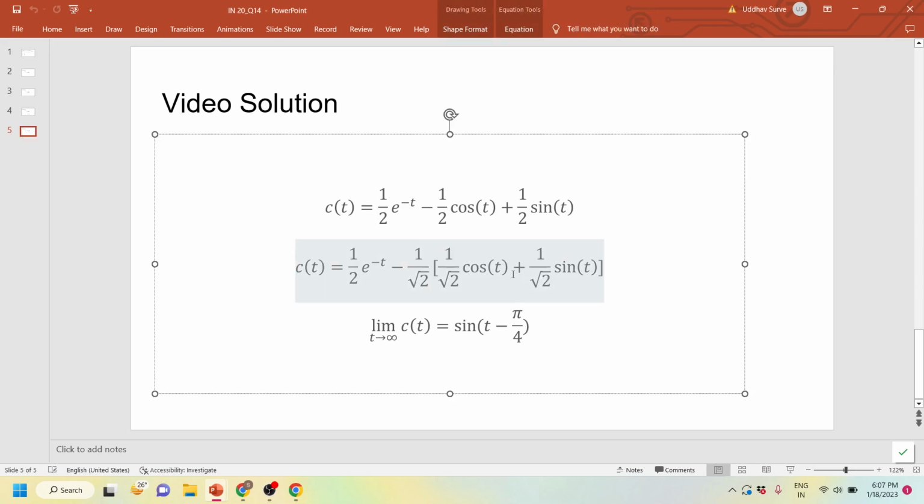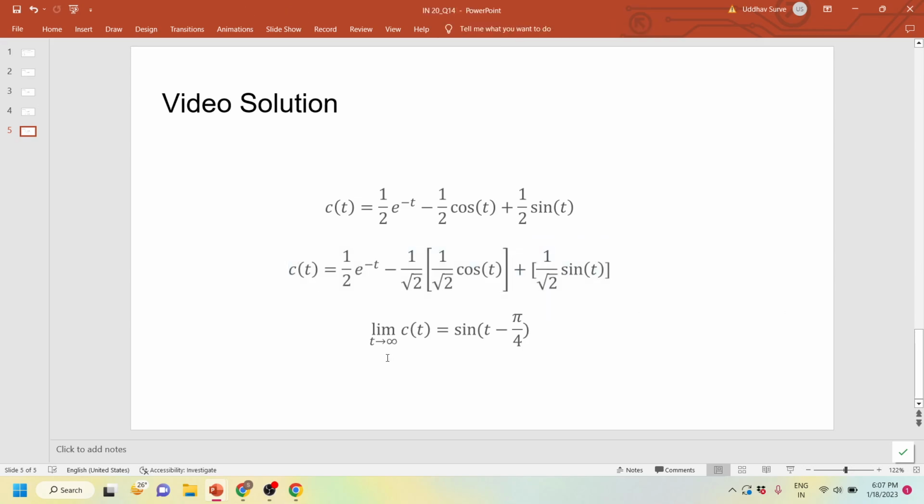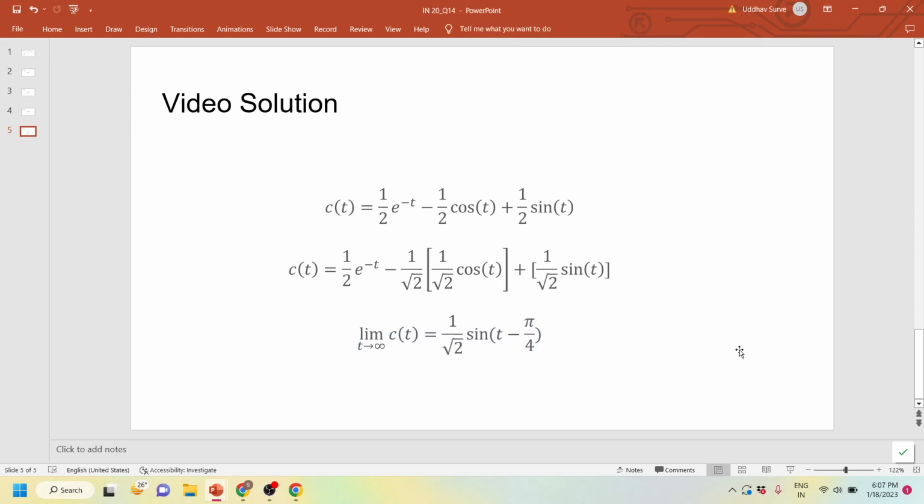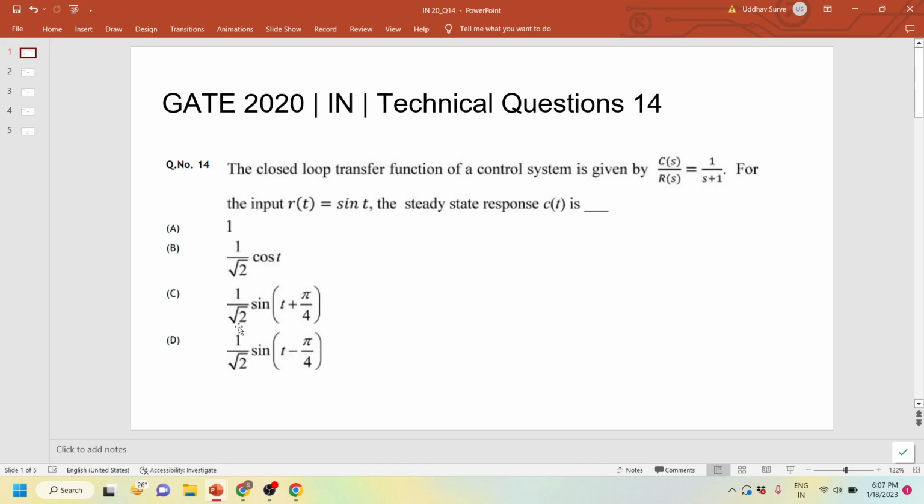Yeah, one small bracket is mistaken here. So when we put t equal to infinity here, this term goes to 0 and these two terms amount to 1 by root 2 into sine of t minus pi by 4. This 1 by root 2 is missing. Okay, so this D option matches the answer to this question.